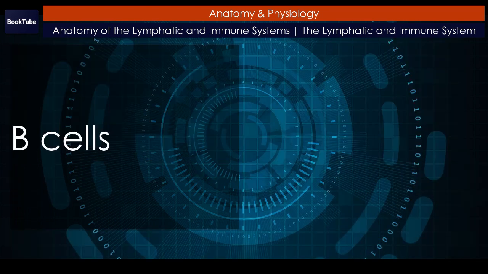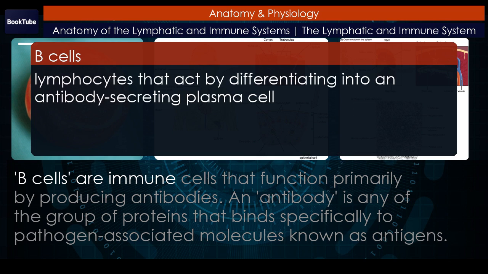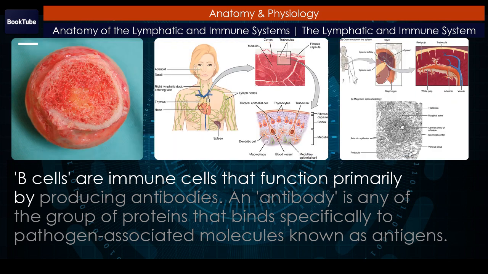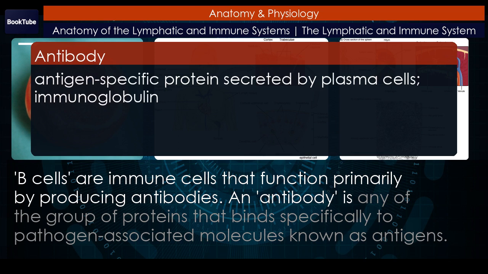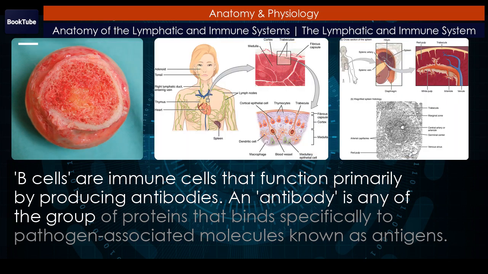B cells. B cells are immune cells that function primarily by producing antibodies. An antibody is any of the group of proteins that bind specifically to pathogen-associated molecules known as antigens.